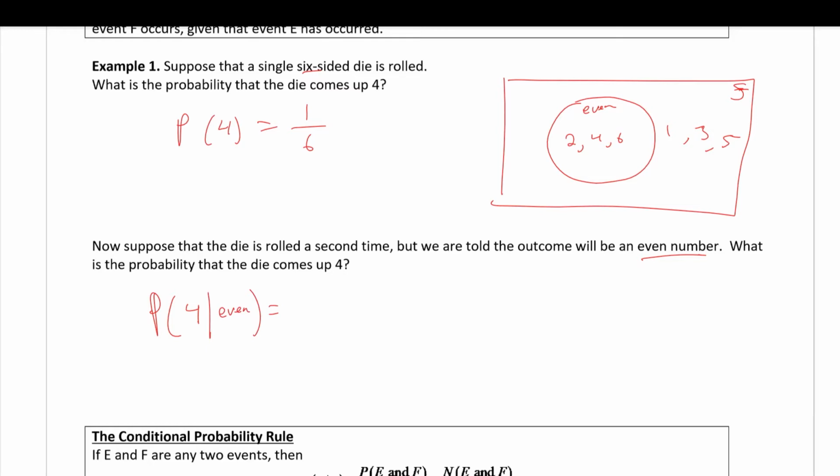Well, we notice that instead of considering the entire sample space, 1, 2, 3, 4, 5, 6, we narrowed down our sample space to a smaller set. A conditional probability always narrows down your sample space of all the values that you're considering. Now how many are both even and 4 in this case? Well, there's only one number that's both even and 4, so that's 1 out of the 3 possibilities, because there's only 3 that are even.